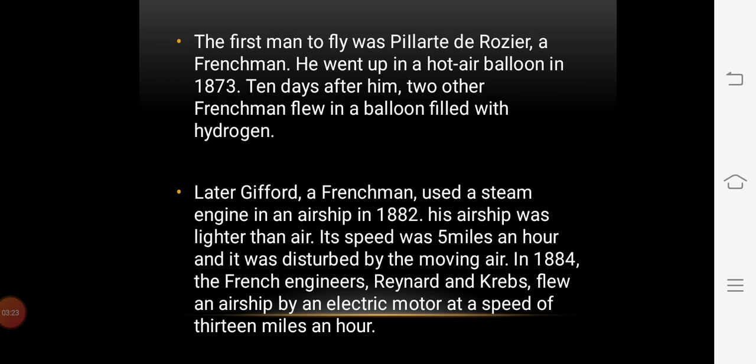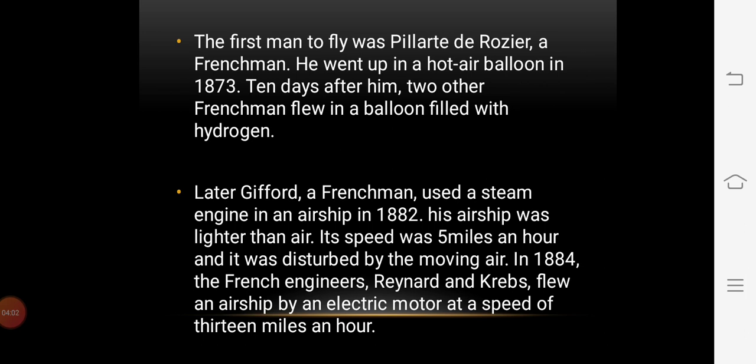Actually, Pilatre de Rozier went up in a hot air balloon, and after ten days two other people also went in a balloon that was filled with hydrogen. Later, Giffard, a Frenchman, used a steam engine in an airship in 1852. That was another scientist, Giffard, who used a steam engine in an airship. His airship was lighter than air.